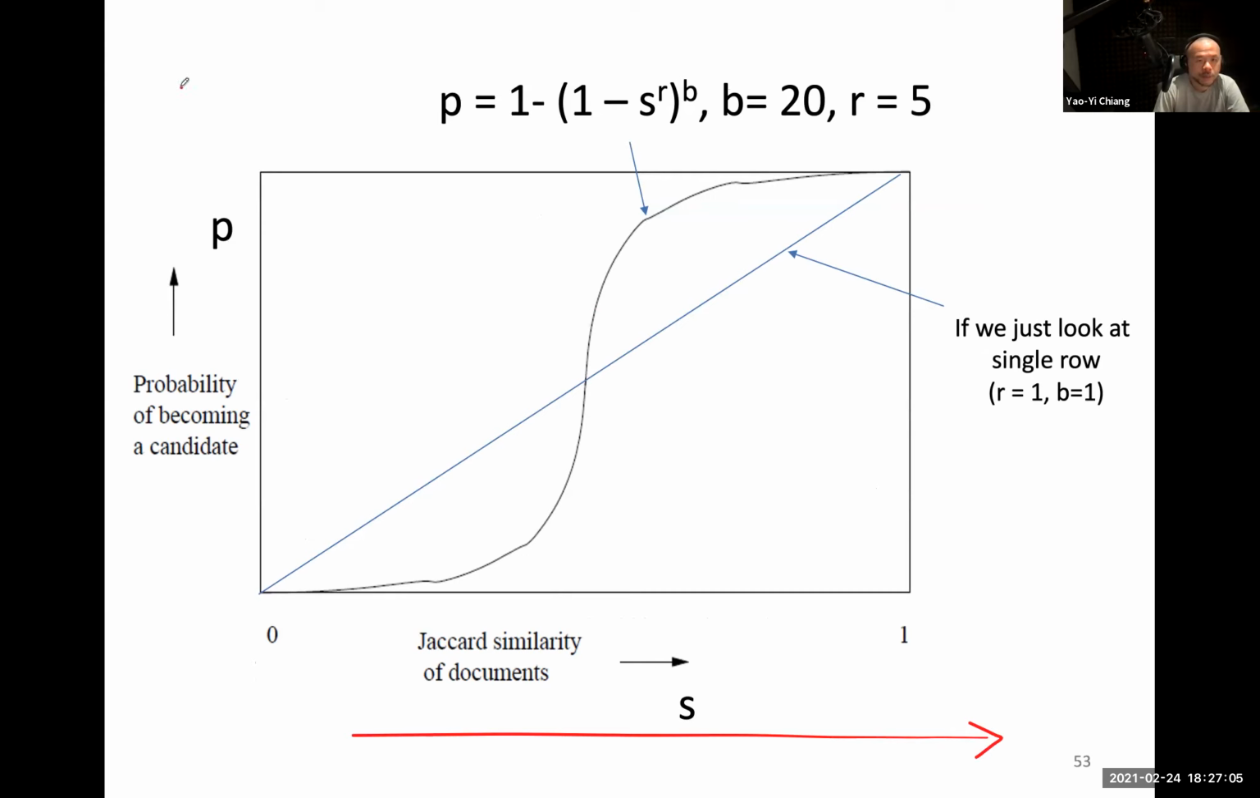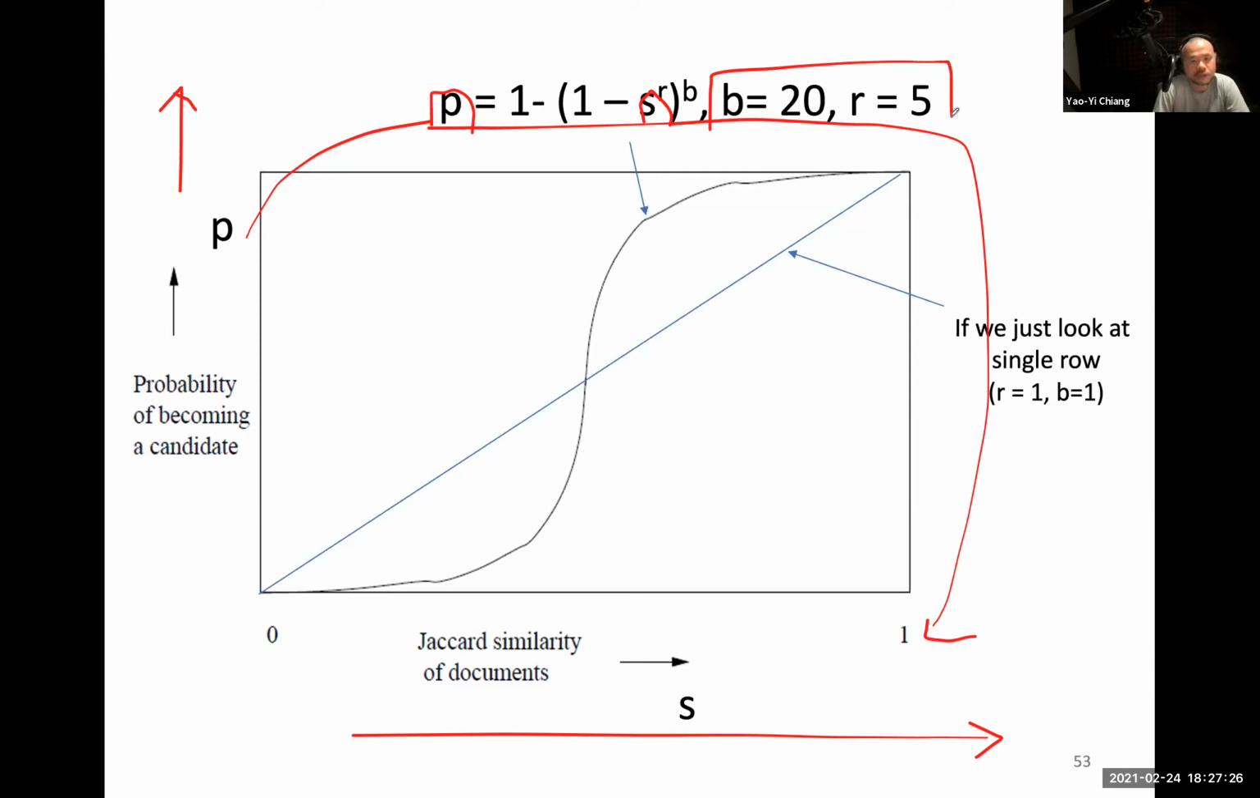Here is the probability of becoming a candidate. So you have a function here. You have your P, which is this. You have your S, which is your x-axis. Then you can plot this line, right? Given that you have B and you have R.